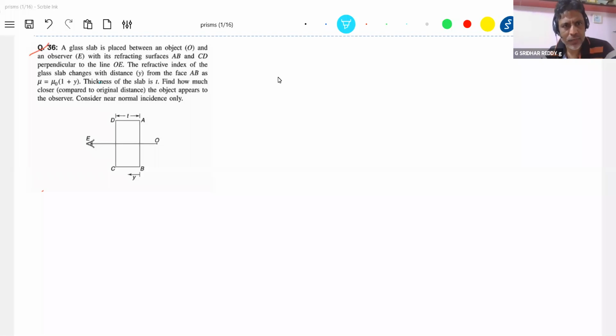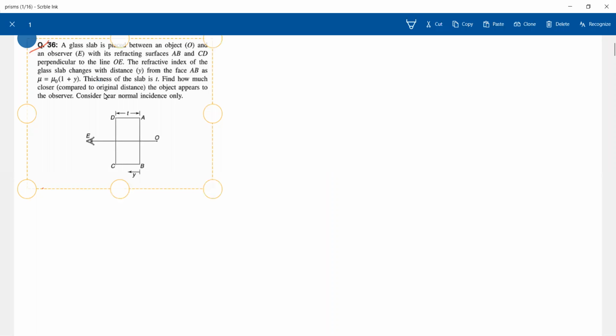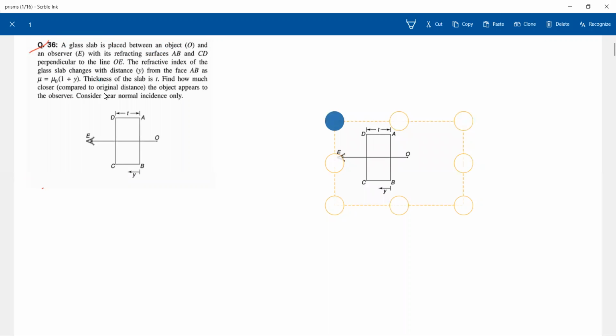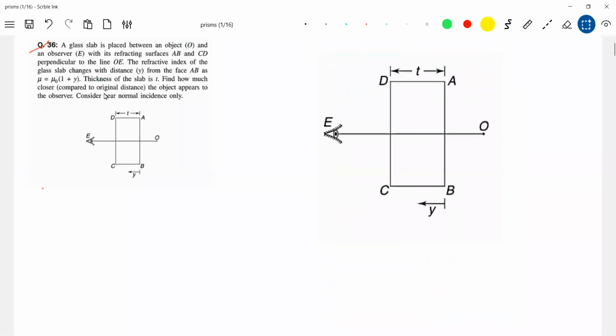So we'll start with one first, with a slab problem. Read the question now. A glass slab is placed between object O and the observer. Find how much closer the object appears to the observer. This was a basic thing. So in this, shall I assume a strip of width, let it be dy.